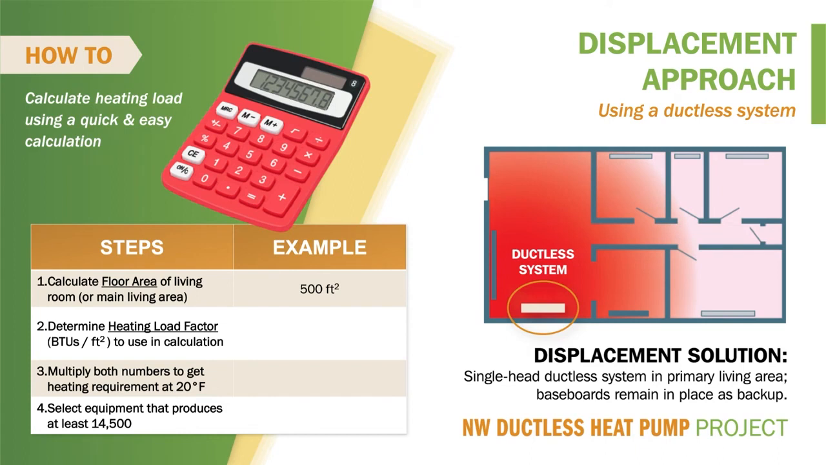Next, determine which heating load factor to use. Let's imagine that our example is a ranch-style home built in 1976 with little or no insulation and single-pane windows. It is located in the Puget Sound area, so the design temperature is above 20 degrees Fahrenheit. This makes our load factor 29 BTUs per square foot of floor space.